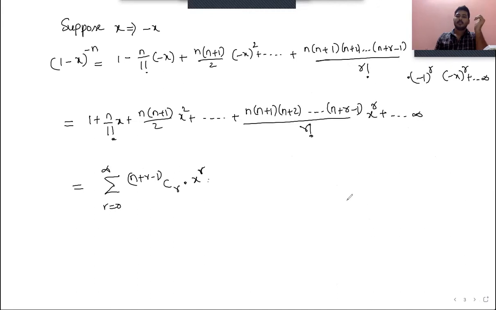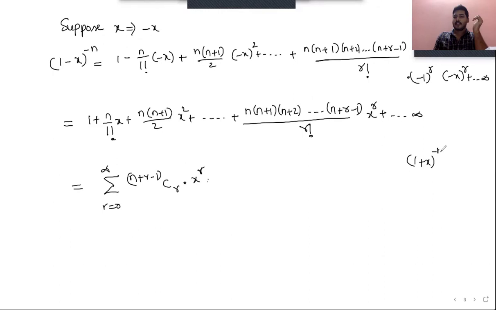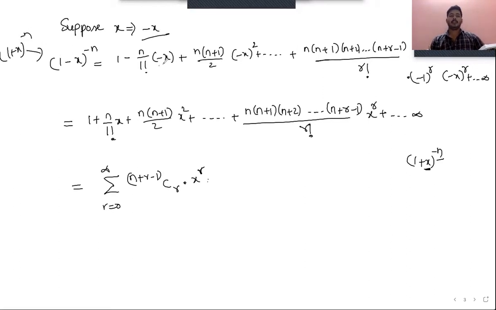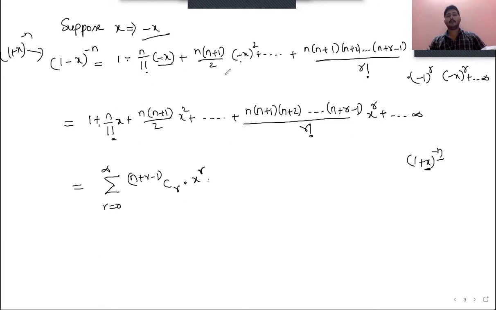So we'll move to the next one. Next case, suppose in the same 1 plus x whole power minus n, the variable x was also negative along with the index. So suppose in place of x, we keep minus x. This 1 plus x whole power minus n will become 1 minus x whole power minus n, right? And in place of x, we substitute minus x. So this minus and this minus will multiply to become plus. Here also, minus x whole square will be plus x square only.